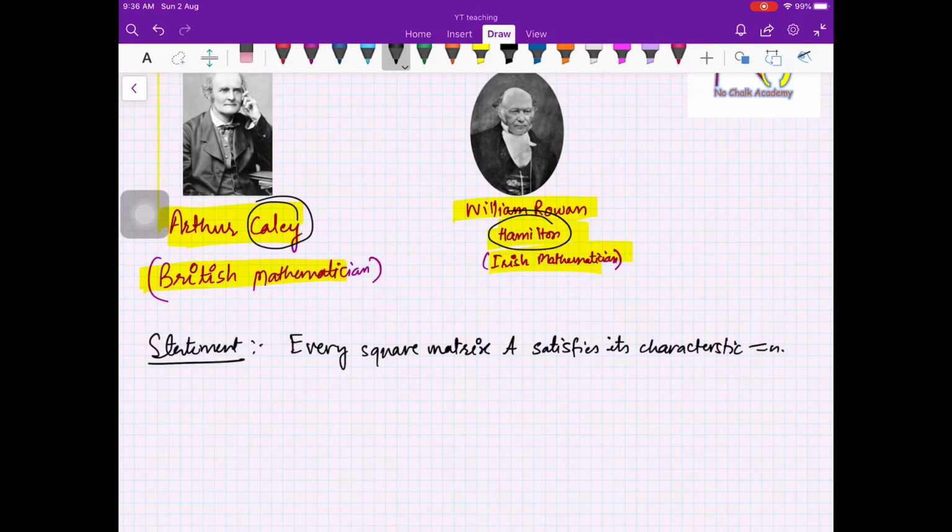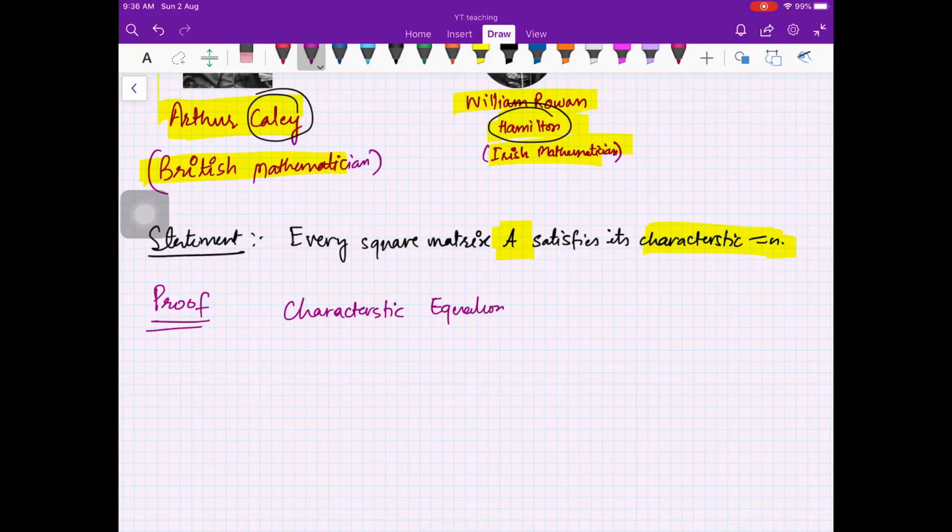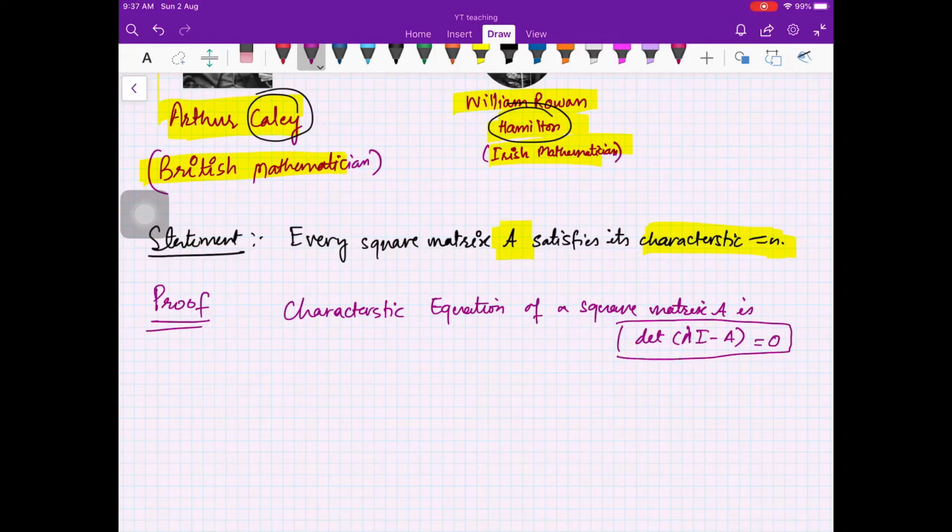Right. So let us prove this thing. We already know what the characteristic equation of a square matrix A is. So we know that the characteristic equation of a square matrix A is determinant of lambda I minus A equal to 0, right? So this is the characteristic equation of a matrix A.